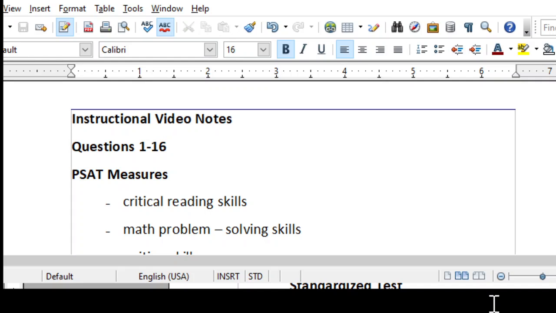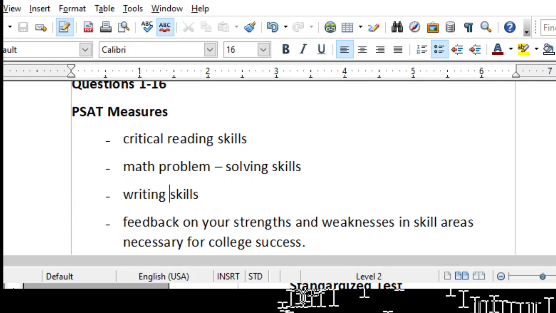All right. First things first, the PSAT measures critical reading skills, math problem skills, writing skills. And the PSAT is meant to give you feedback on your strengths and your weaknesses in skill areas necessary for college success. So you're taking the practice SAT, that's why it's called the PSAT. And this is what the PSAT measures: critical reading skills, math problem solving skills, writing skills, feedback on your strengths and weaknesses in skill areas necessary for college success.